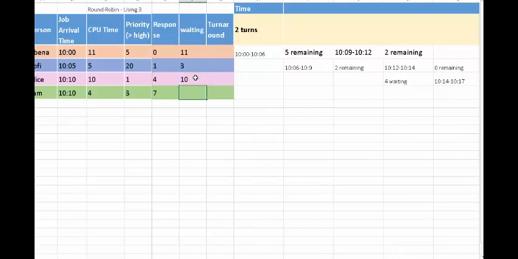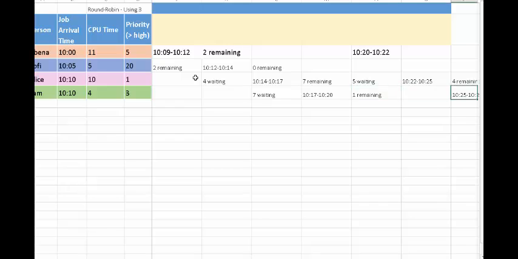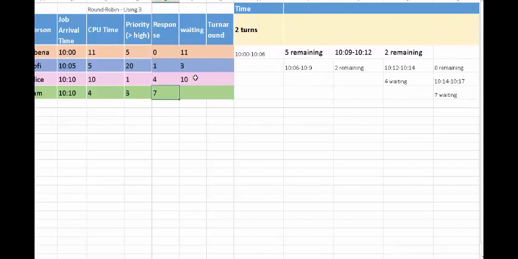Right. Then we go to waiting for Sam. Sam came in at 10:10, didn't get to run till 10:17, so that's waiting for 7 before she got to run, and he waited some amount of time between 10:20 and 10:25, so waited for 5. So if you add up all the wait times for him, that's 12.